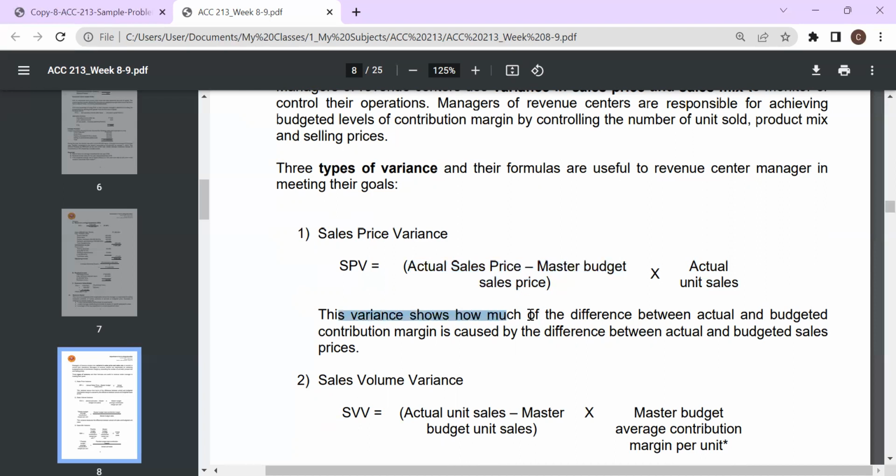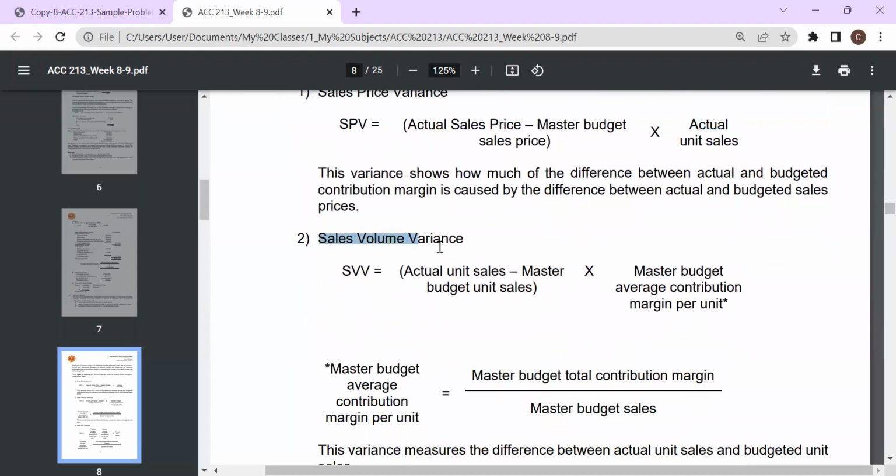So this variance shows how much of the difference between the actual and budgeted contribution margin is caused by the difference between the actual and the budgeted sales prices. So again, you're going to compare the actual selling price versus the budgeted, or the sales price per master budget, and then you're going to multiply that with your actual sales volume, or the number of units sold.